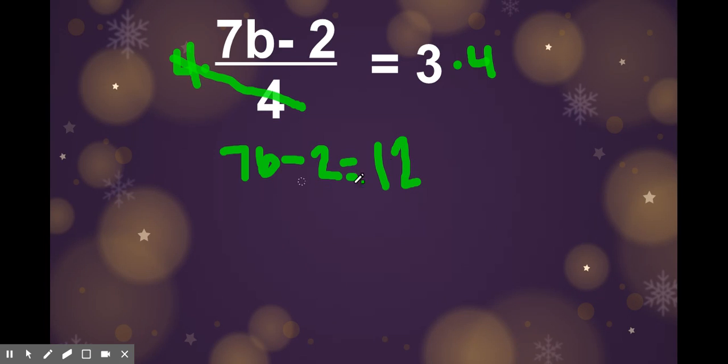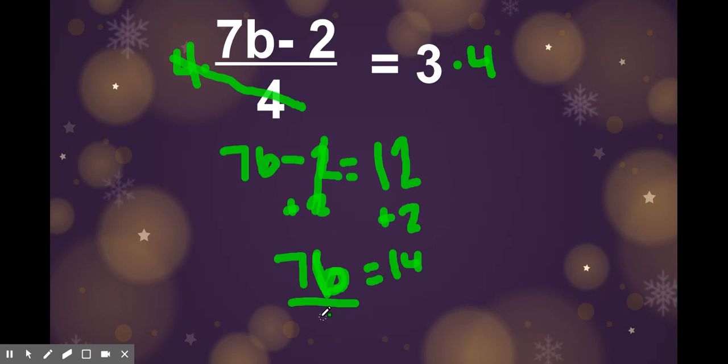Well, now I can go ahead and get rid of this negative 2. I'm going to add 2 and add 2 to this side. So now I have 7b is equal to 14. Well, I want to get this b by itself, and it's being multiplied by that 7. So I'm going to use the inverse operation and divide by 7. I'm going to divide my 14 by 7. So I know that b is equal to 2.